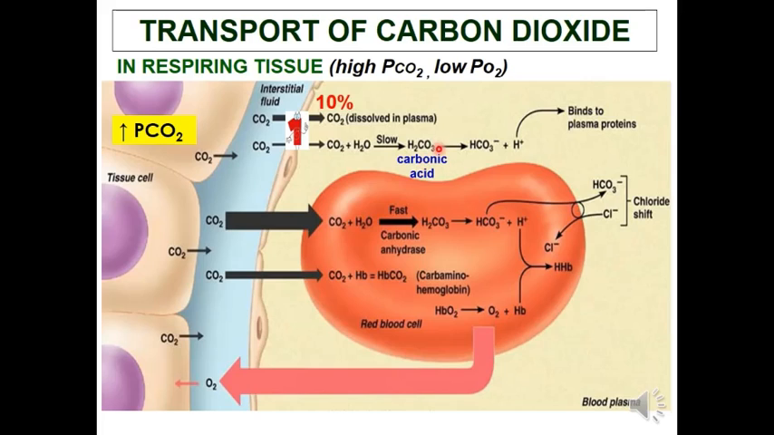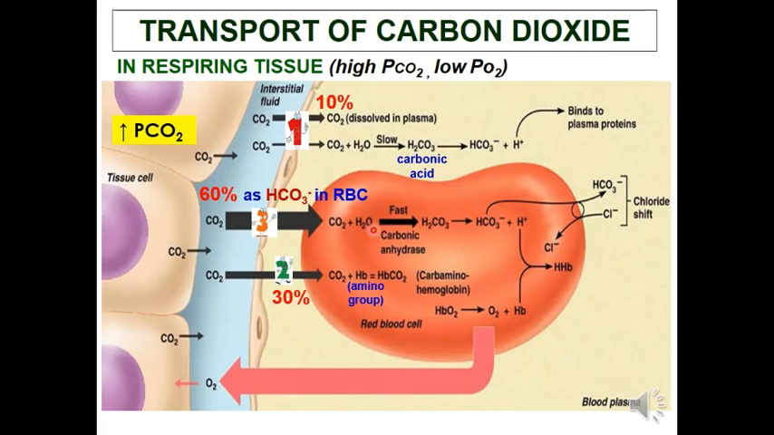And the second way is that about 30% of carbon dioxide diffuses out from the respiring tissues and enters the red blood cell, and then combines with the amino groups of hemoglobin to form carbaminohemoglobin. Then the third way is that about 60% of carbon dioxide is transported in the red blood cell as bicarbonate ion and moves to the blood plasma.